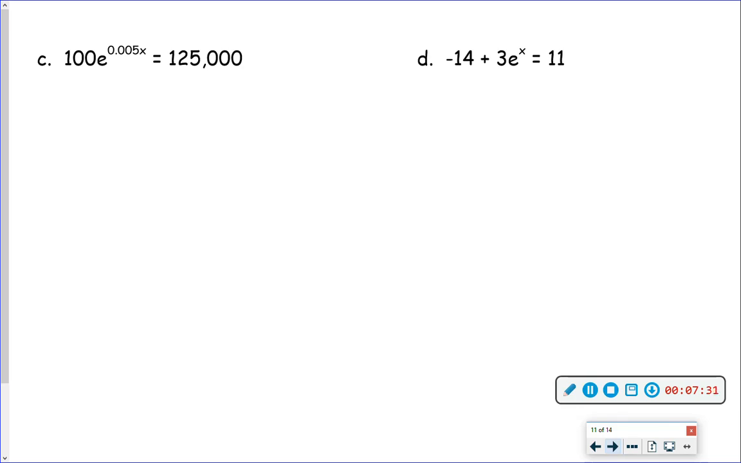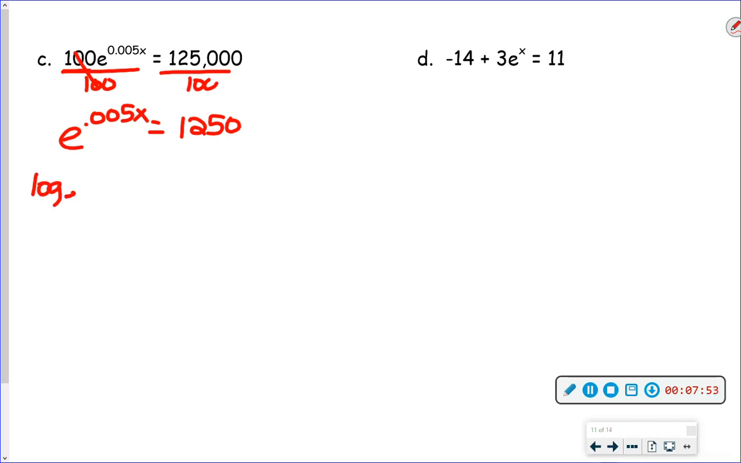All right, this one has a little extra step because you don't have your exponential expression by itself. You've got this 100 on here, so I'm going to divide it off. So be thinking ln. 125,000 divided by 100, 1250. Okay, so again, I'm going to rewrite it in logarithmic form. So log base e, 1250 equals your exponent. Now, of course, we do not write log base e. We know that is our ln.